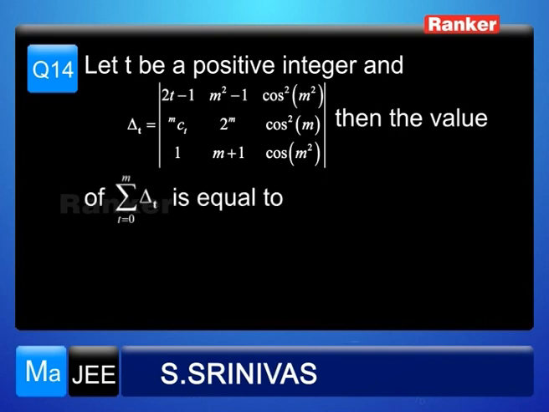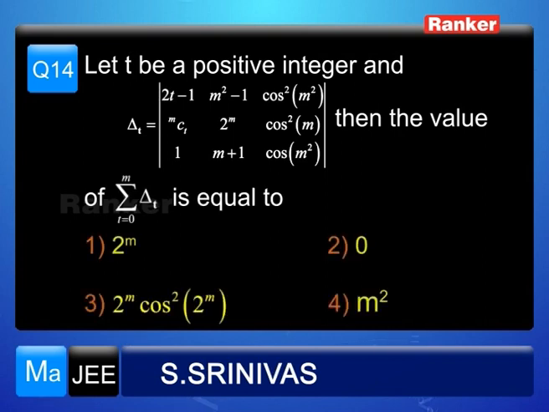Now, if t is any positive integer, delta t equals the determinant 2t minus 1, m square minus 1, cos square m square; mct, 2 power m, cos square m; 1, m plus 1, cos of m square. Then the value of sigma delta t, t ranging from 0 to m is equal to: 2 power m, 0. Third option is 2 power m into cos square of 2 power m. Fourth option is m square.